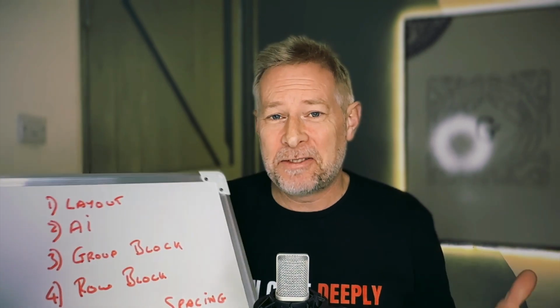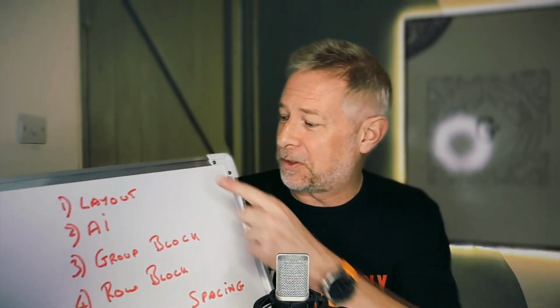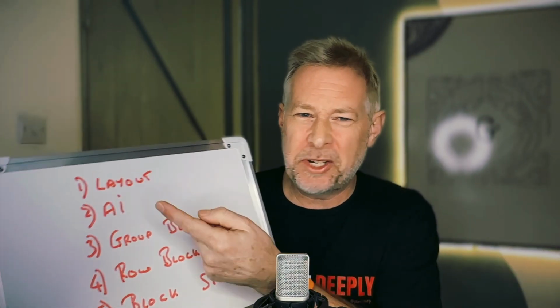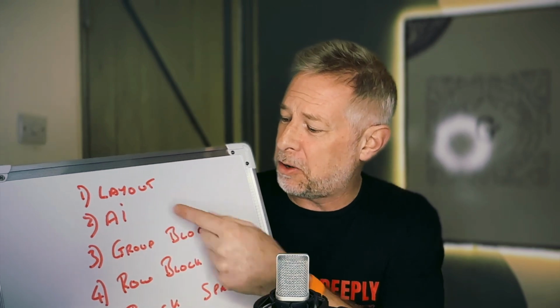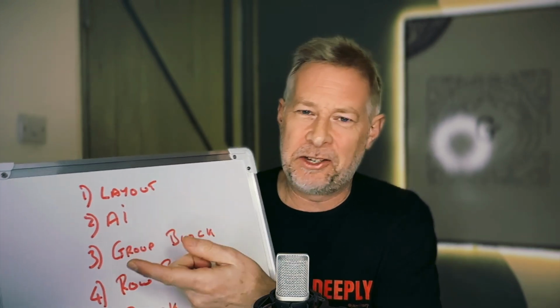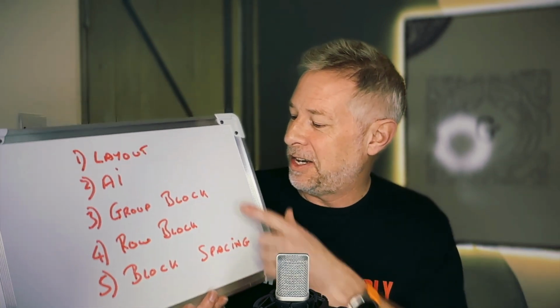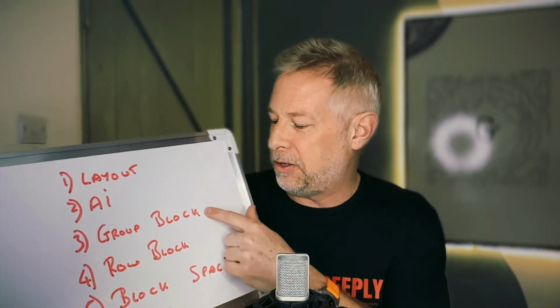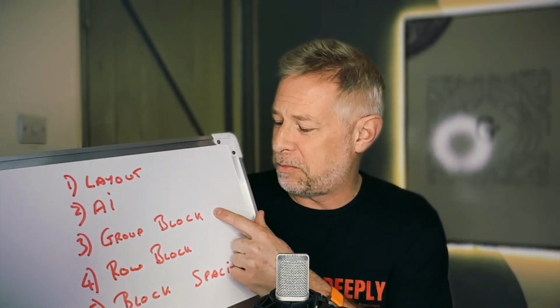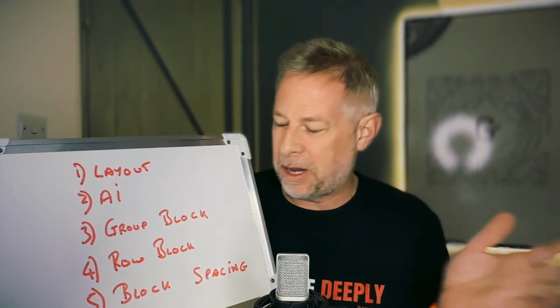And there is actually loads of learning in this video, which I think you'll find useful, such as how to create pretty much any kind of layout just using core Gutenberg blocks, and how to use AI intelligently within a design. We're going to look at the group block, how you can stack the group block, and how you can use the row block. It will become clear in the video.